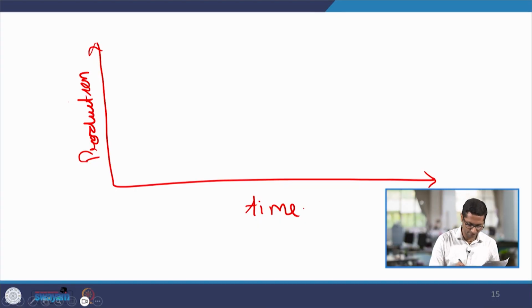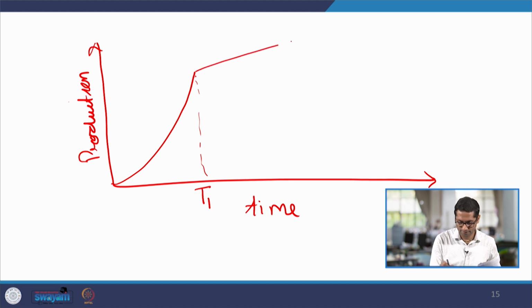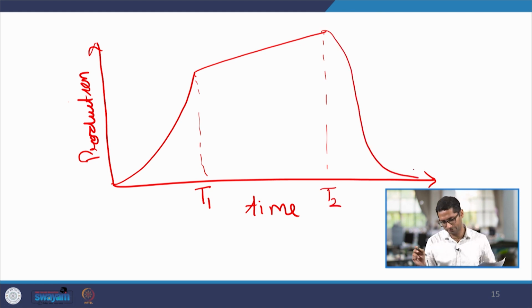We have the production on the y-axis, and of course we have time on the x-axis. There would be an exponential rise till a period t1, and from the period t1 till t2 there is a linear rise, and then there is again a decay as the resource tends to decay. So this is another type of model that has been proposed to come up with the trajectory of the use of a finite resource.